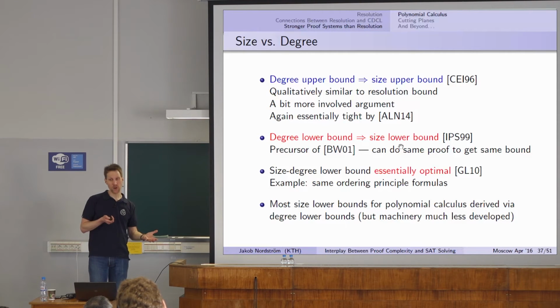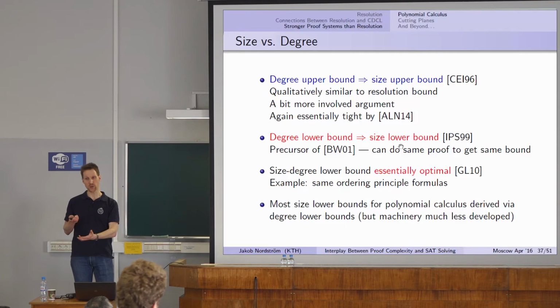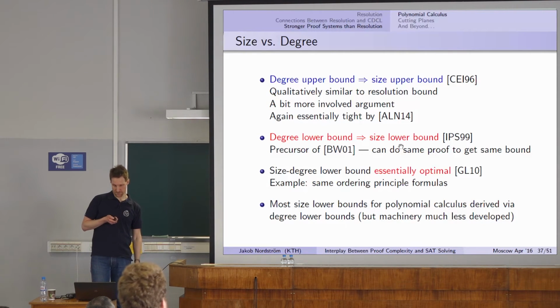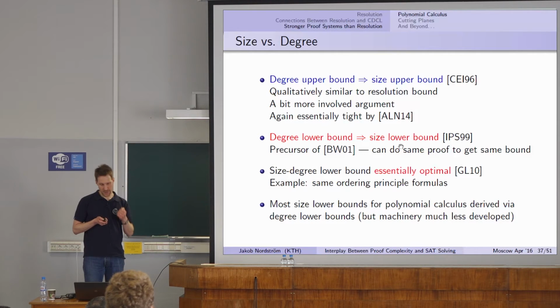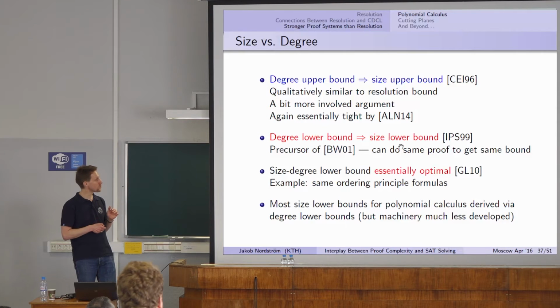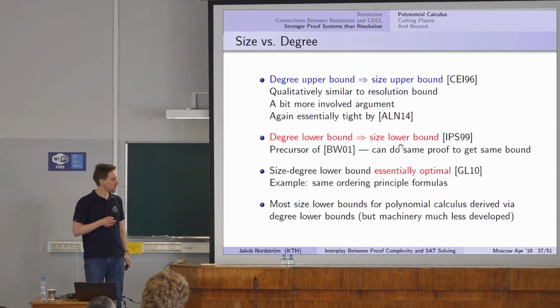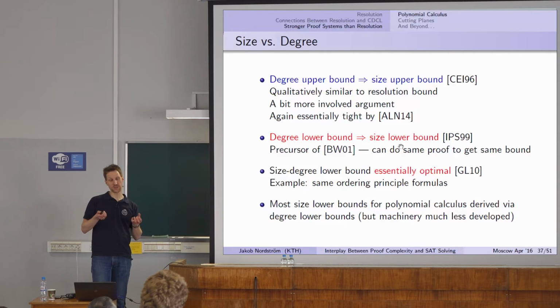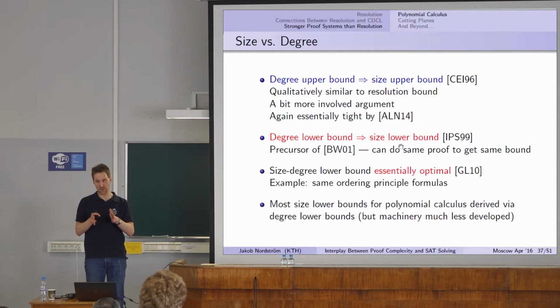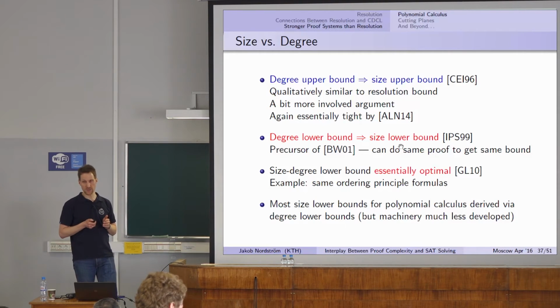A strong width lower bound implies a strong size lower bound in resolution. Same thing for polynomial calculus. These connections are exactly the same as for resolution. They're optimal for the same reason. The benchmarks are the same. And in particular, if you want to prove size lower bounds, just as for resolution, I said if you want to prove length lower bounds for resolution, then study width. For polynomial calculus, if you want to prove size lower bounds, then study degree.